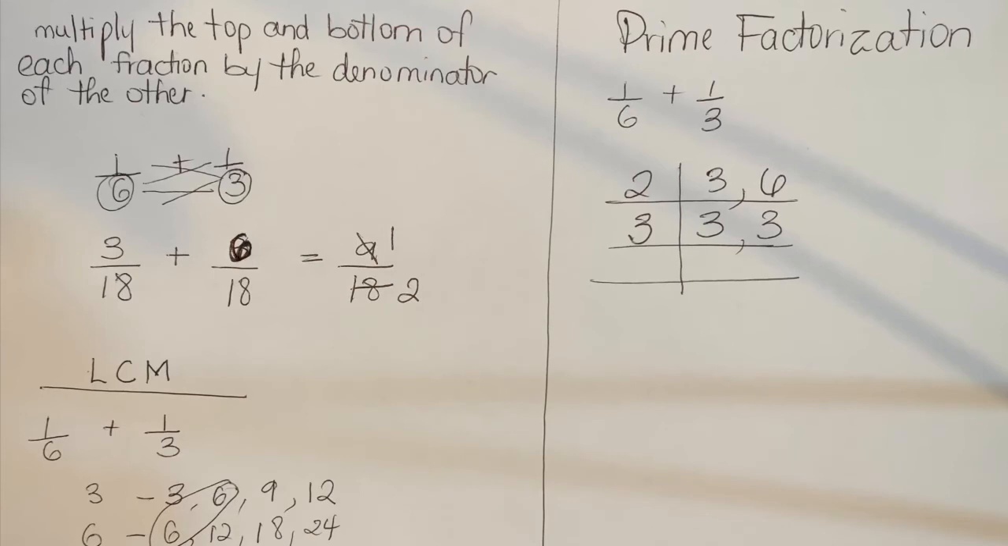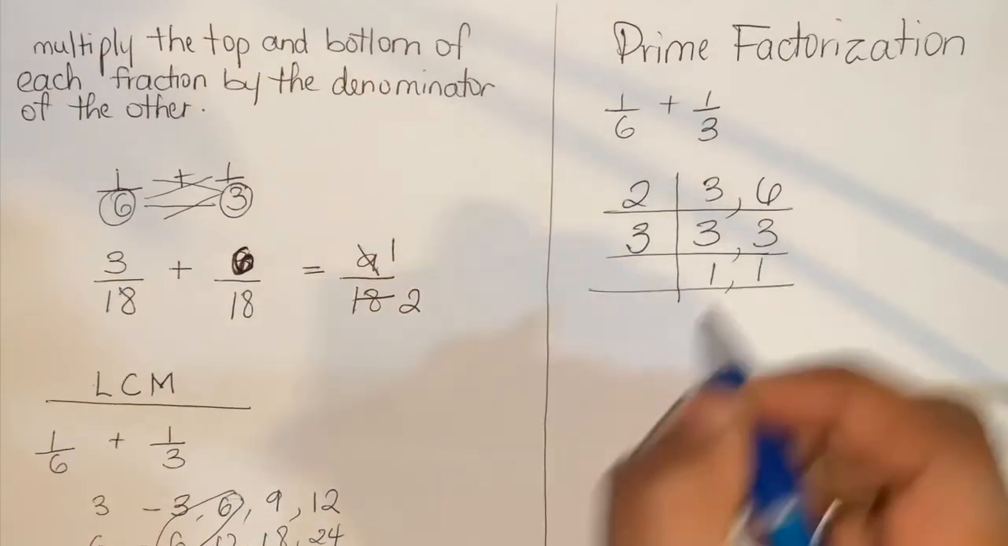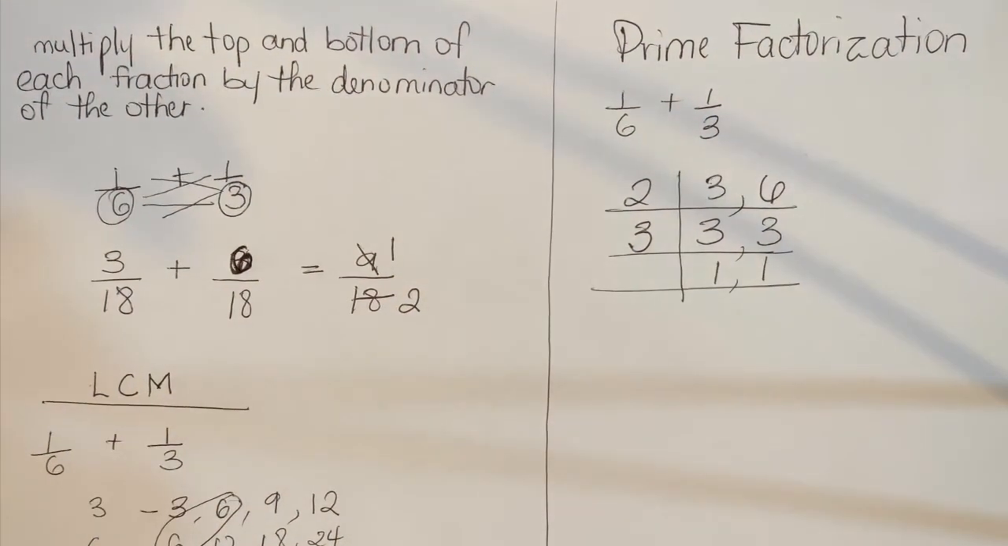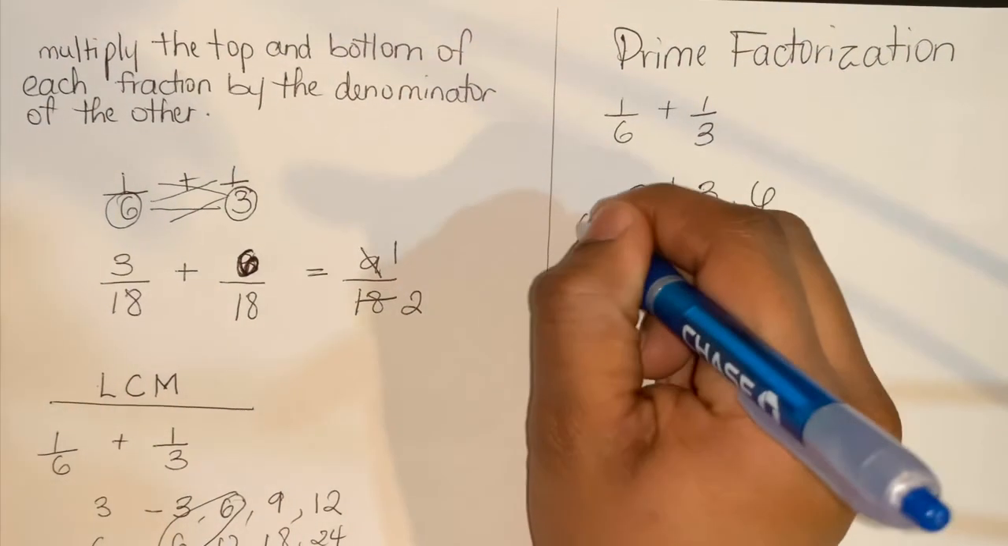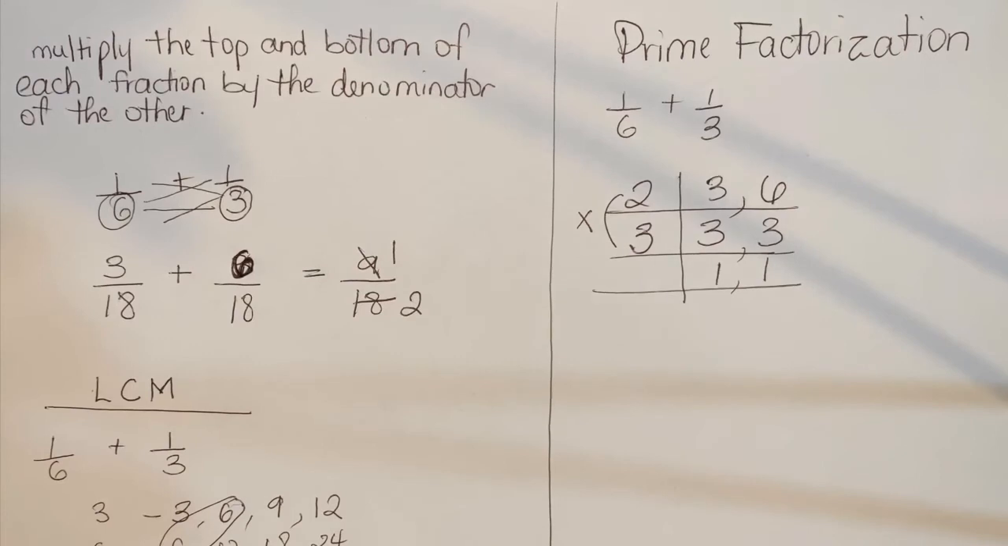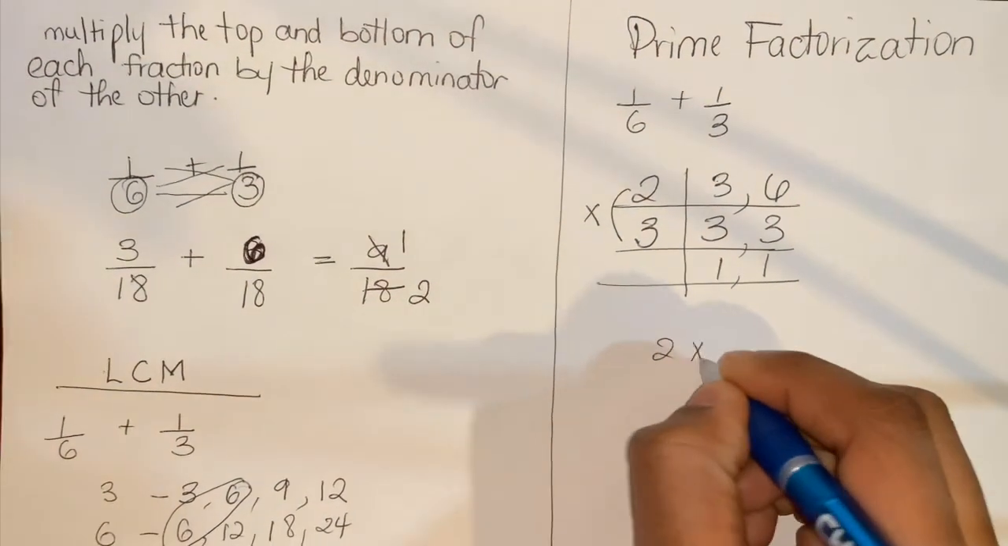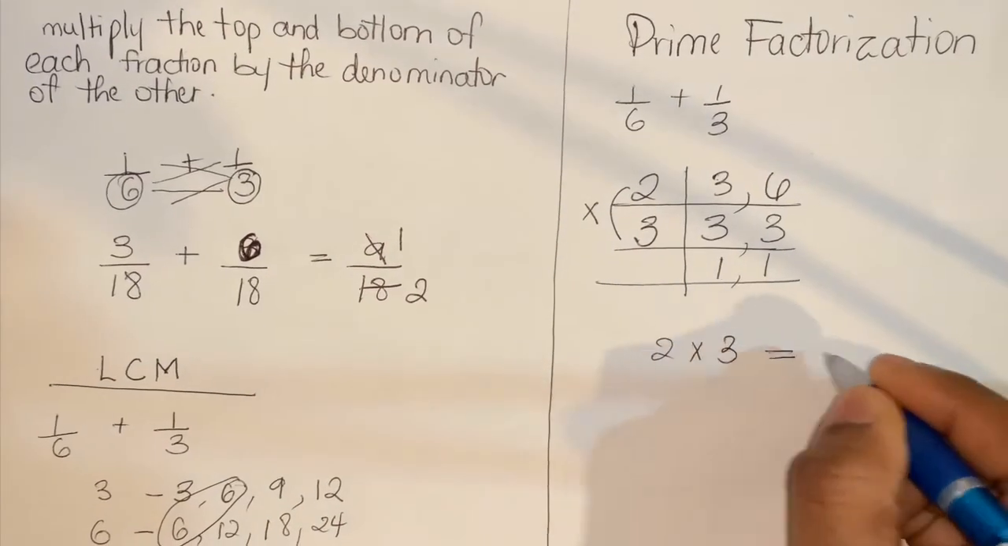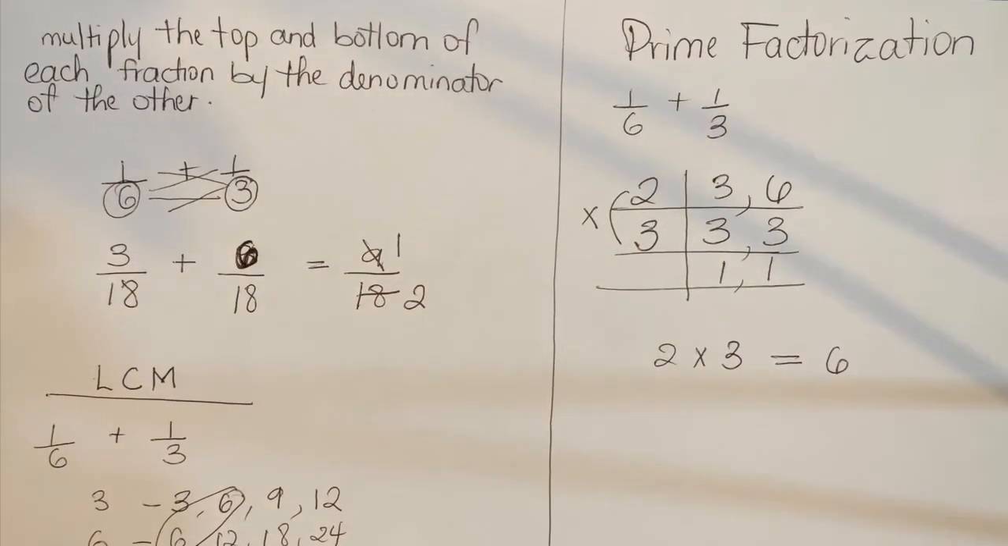So we'll put down our 3. 3 into 3 goes 1 time, 3 into 3 goes 1 time. What we do now is the prime numbers to the left of the table, we multiply them and we will get our LCM. So of course we will multiply 2 and 3, and 2 times 3 equals 6. So our LCM is 6.